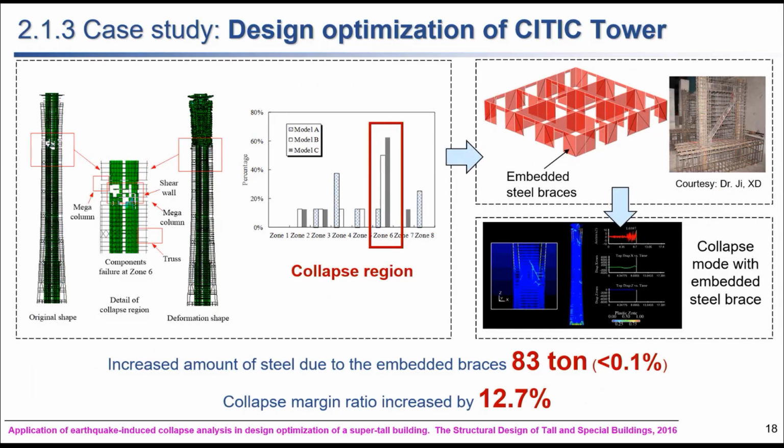And also we can optimize the design of some critical components. For example, following our simulation, we found that zone 6 of this tall building is a very critical part that may induce the collapse of the entire structure. So we can embed some steel braces in the shear wall, and this takes only about 0.1% of the total steel consumption of this tall building, but it can increase the collapse margin ratio of the building by more than 12%. So this is a very efficient way to increase the safety of the tall building.